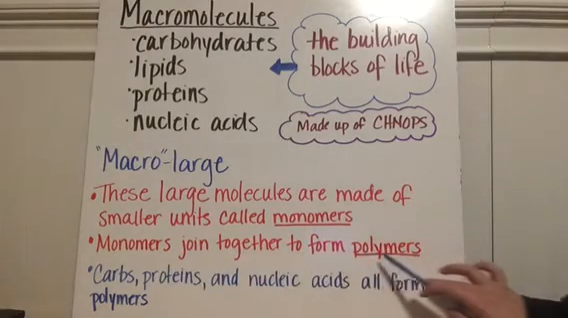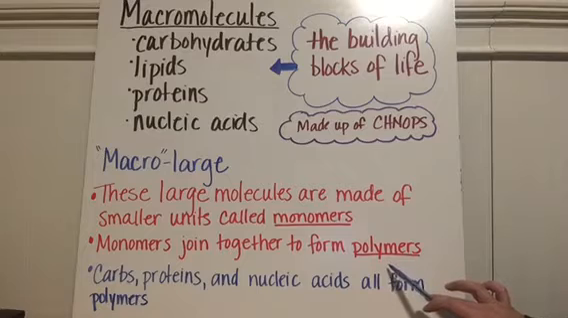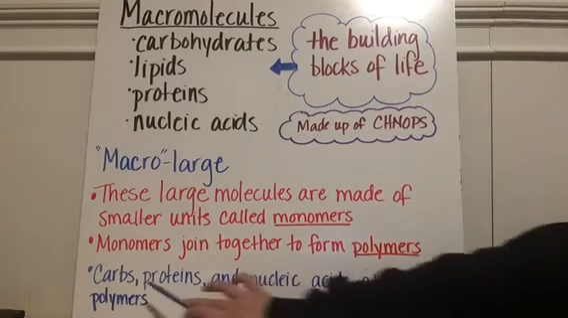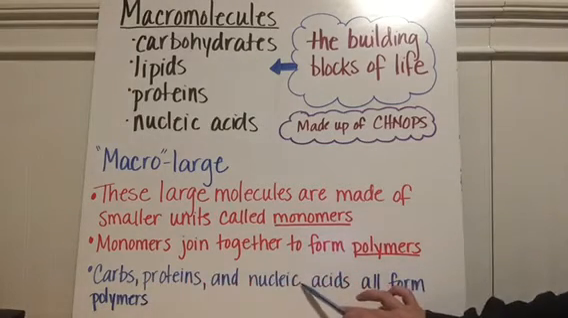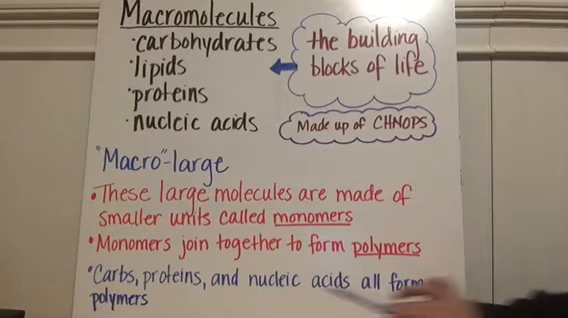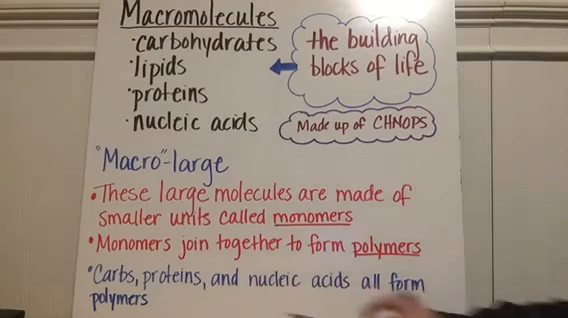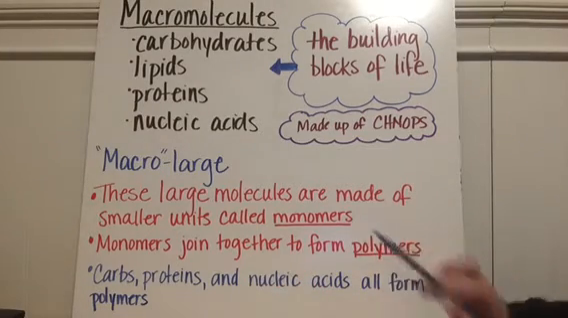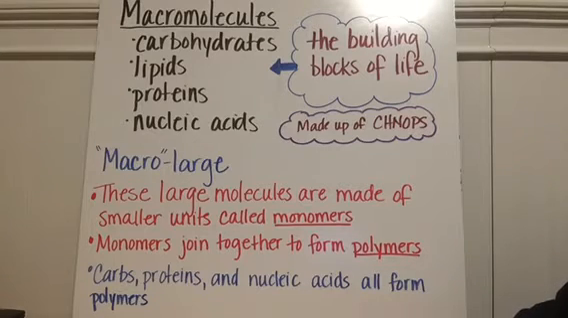Monomers are going to join together to form what's called a polymer. And so when we look at carbs, proteins, and nucleic acids, these are all going to form polymers. And so if we break down the polymer, it's just going to be made up of a lot of monomers.